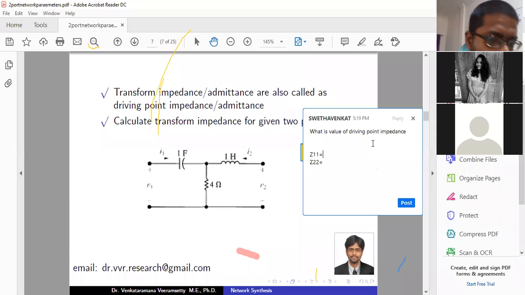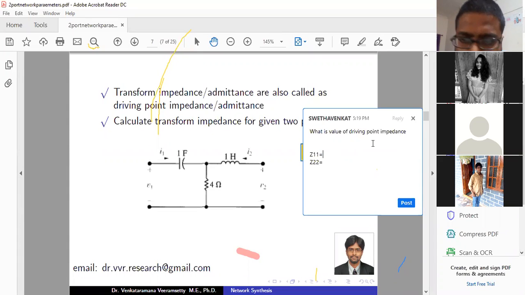What is the value of Z11 and what is the value of Z22? Z11 is 4 plus 1 by S. Good, fantastic. Next one, Z22: 4 plus S. That's it.